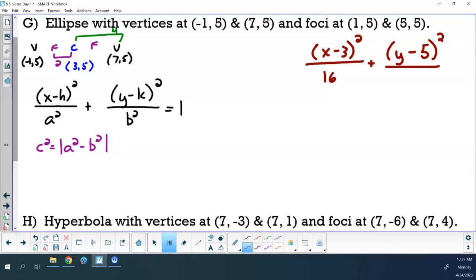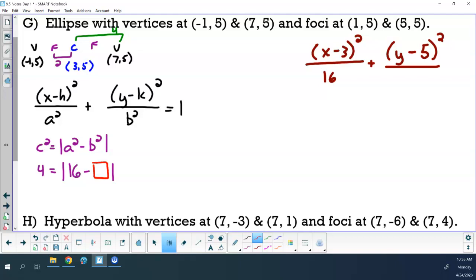So my c squared would be 4, because c is 2. And that's going to equal 16 minus something. Oops, I put a parenthesis there. Put an absolute value. 16 minus something. What would that minus something be? You got two choices to get it with an absolute value. What could fill in this gap right here?